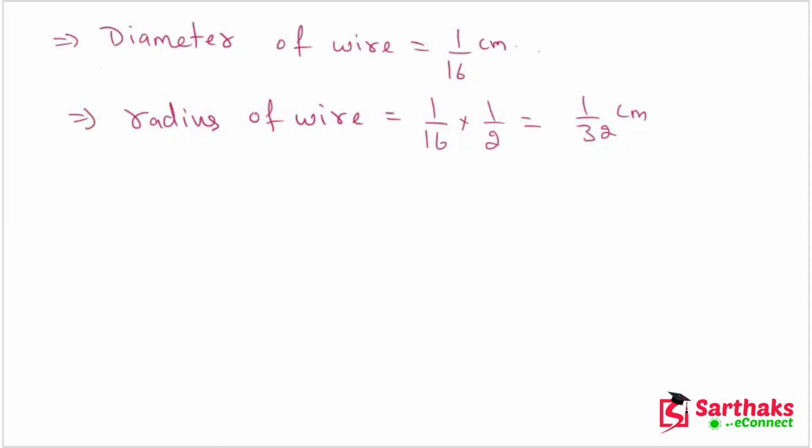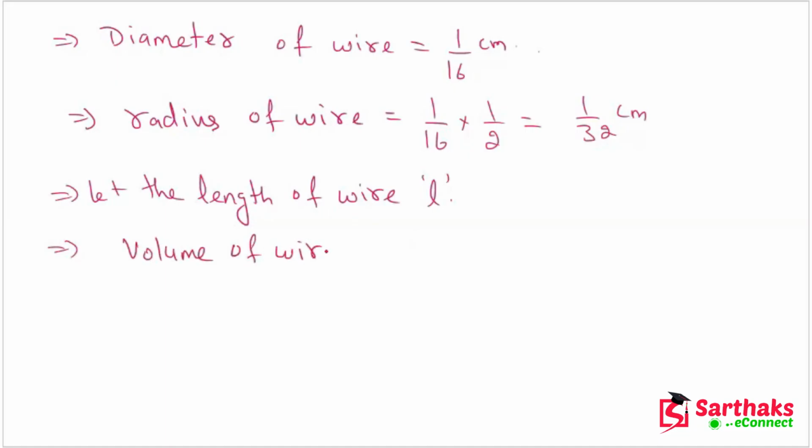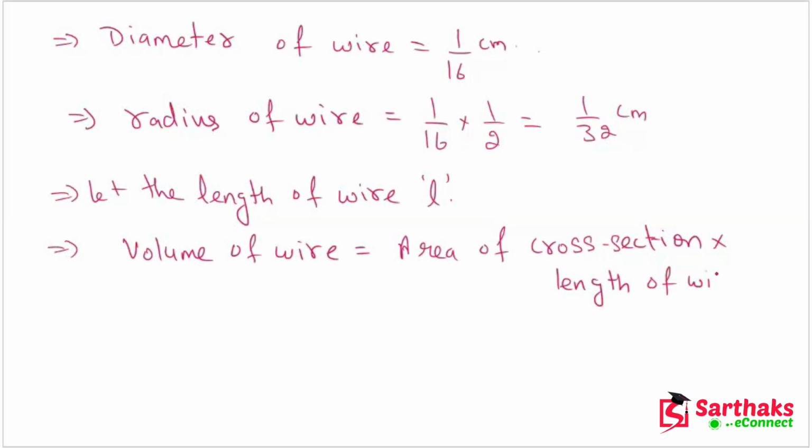So now let the length of the wire be L. We know that this wire is in the shape of a cylinder. So the volume of the wire is the area of cross section into the length of the wire. So this will become pi r square into L.